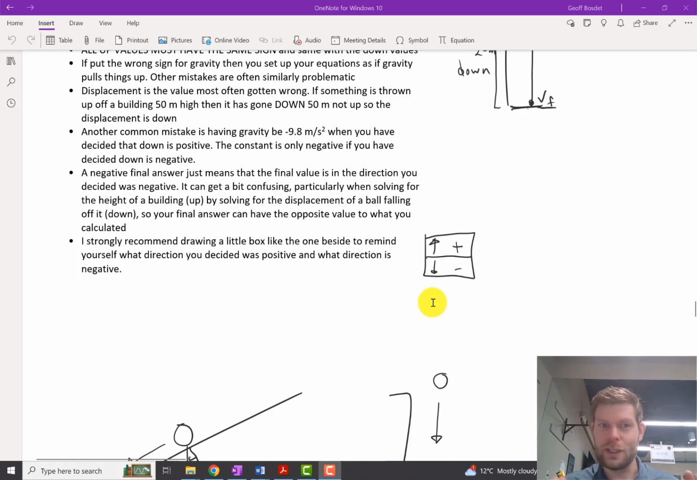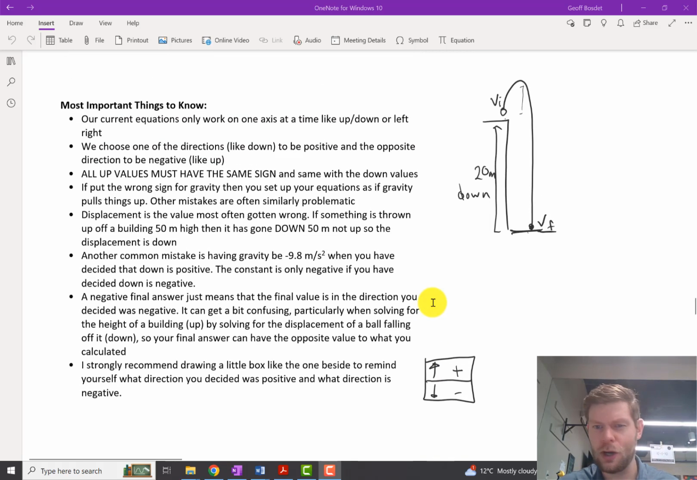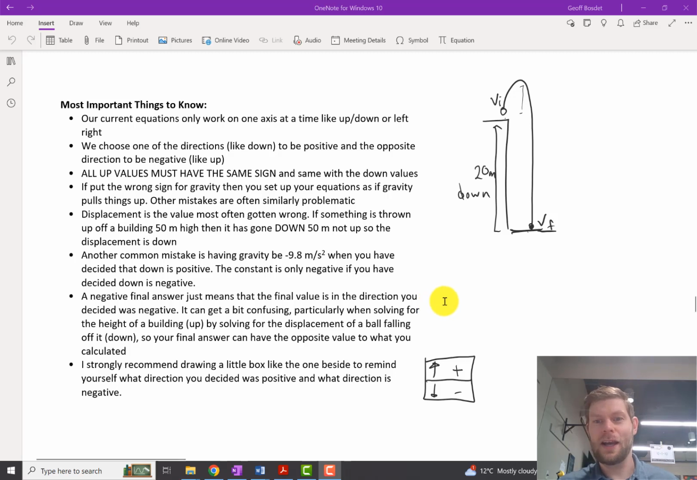All right, so hopefully that makes sense. Write down everything you know, careful with your velocities, and careful with the sign of your displacement. Just ask yourself, did the thing end up further up or further down?